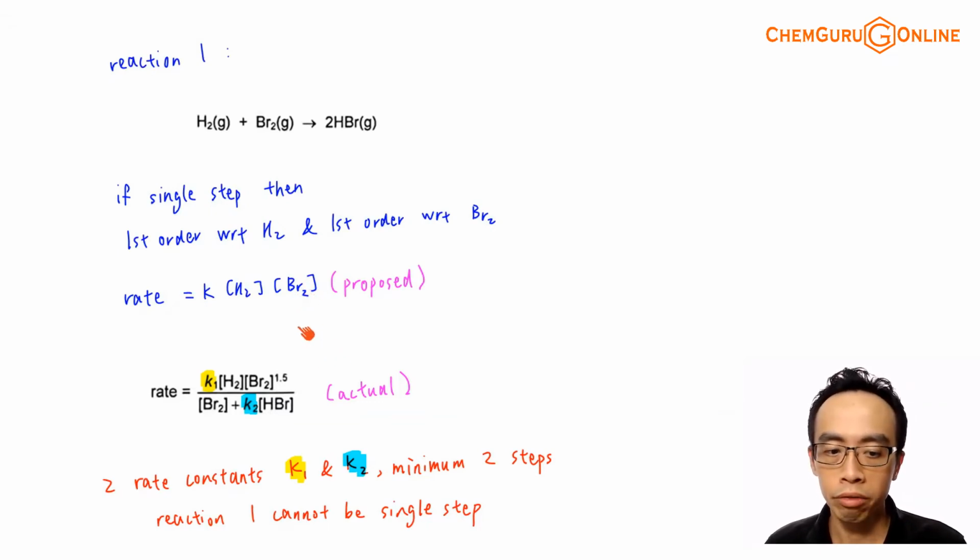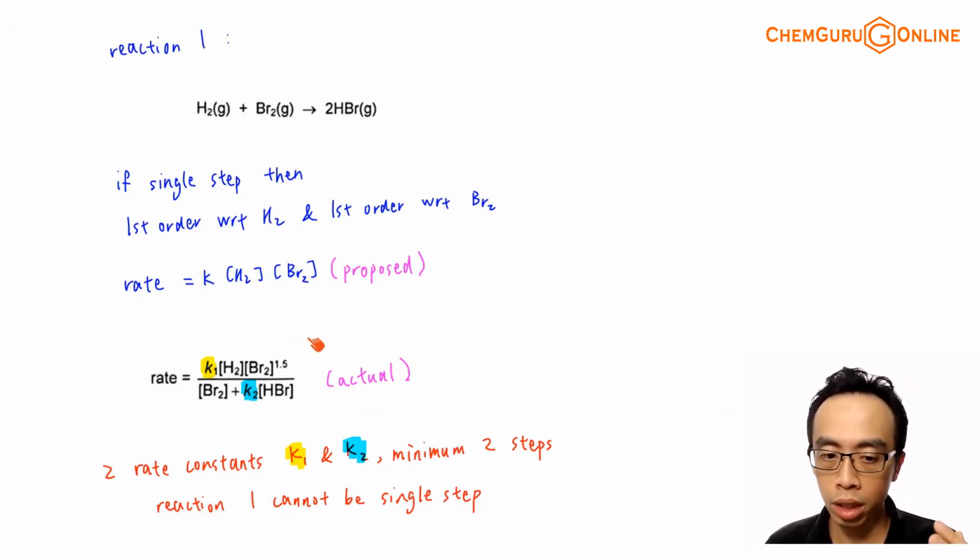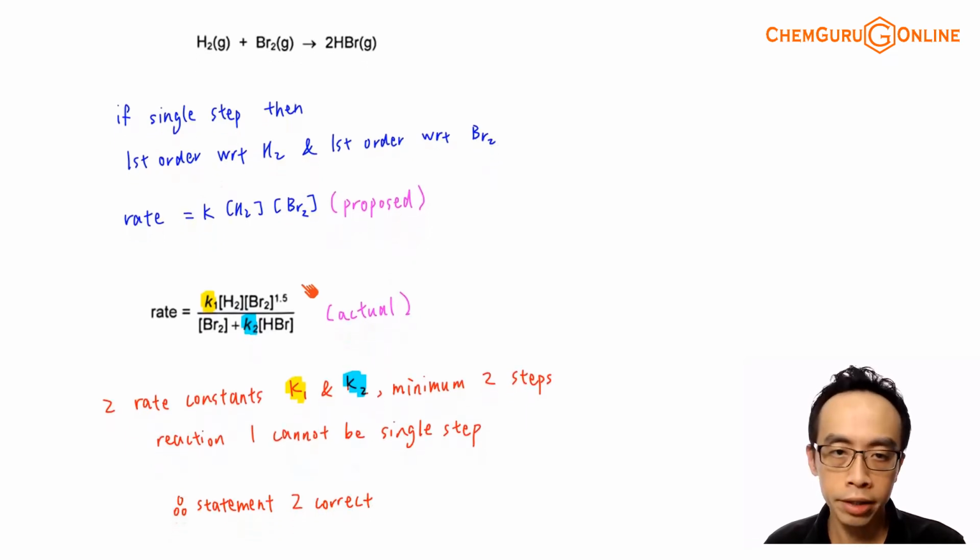Of course, when we look at the actual rate equation, it looks significantly more complicated. Again, we don't need to go into detail to understand how they get this rate equation in the first place, because it looks very, very complicated.